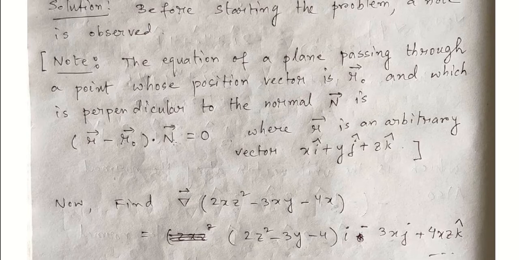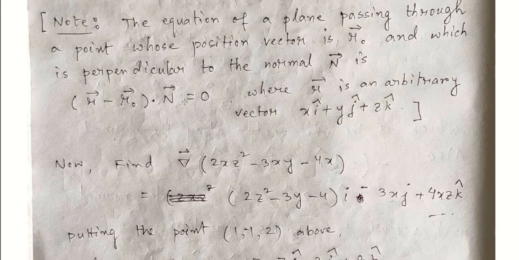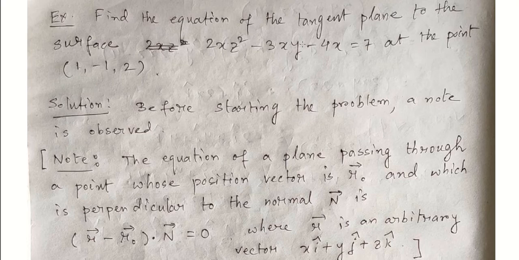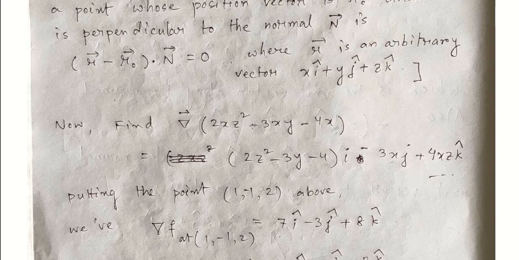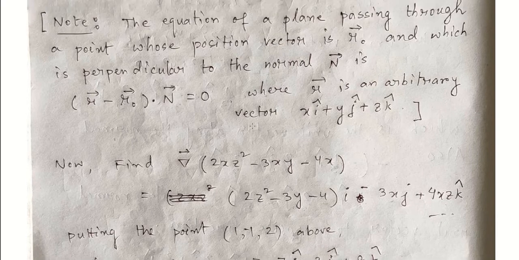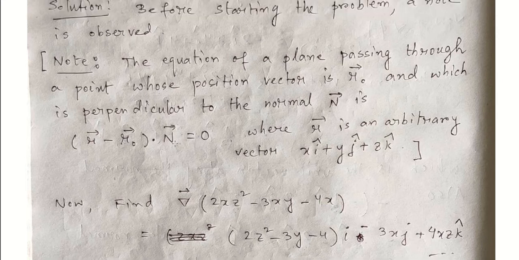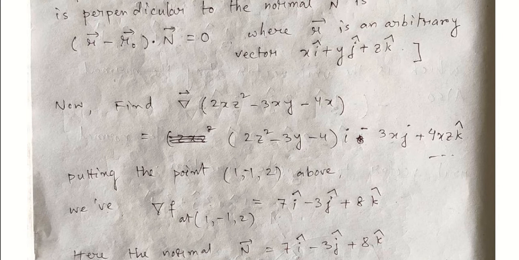And what is n? n is the normal vector, normal to the surface. We know that the normal vector can be obtained by the gradient. So if I obtain the gradient of this surface, we know that the gradient is nothing but the normal. So you just need to remember this formula, the tangent plane formula. And now I'm starting the problem.